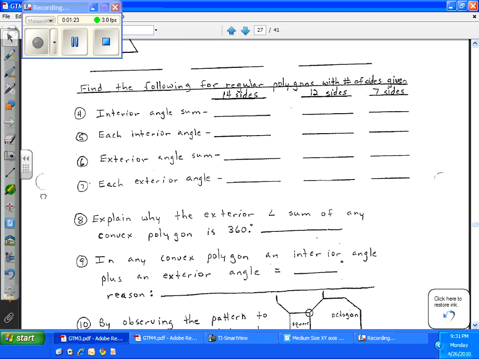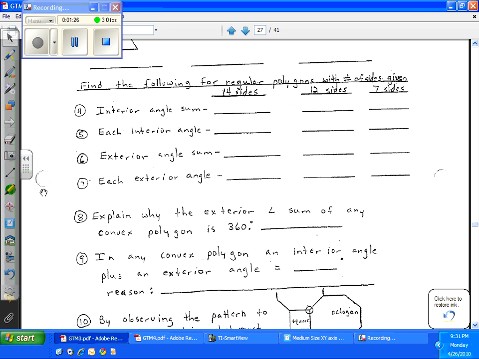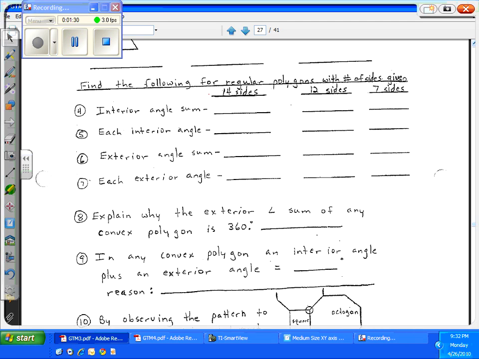Let's look at some of these. This says find the following for regular polygons with the number of sides given. So this is a 14-sided figure. We would call that a 14-gon. To get the interior angle sum, you would take the number of sides, which is 14, minus 2, times 180 degrees. That is 12, so you would have 12 times 180 degrees, which would be 1800 plus 360, which is 2160 degrees.